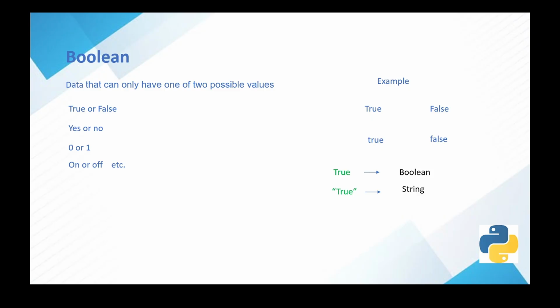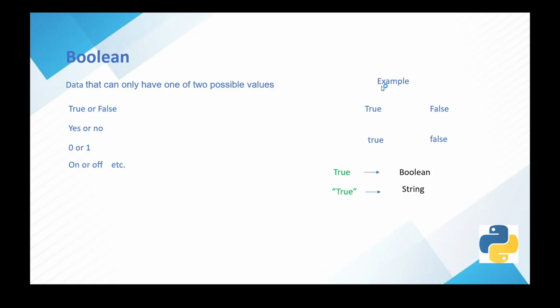So next here we are going to learn about Boolean. Data that can have only one of two possible values. Either it can have true or false, or yes or no, 0 or 1, on or off. Okay, here we can see the syntax.